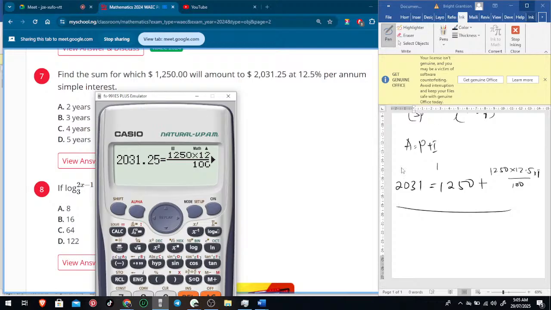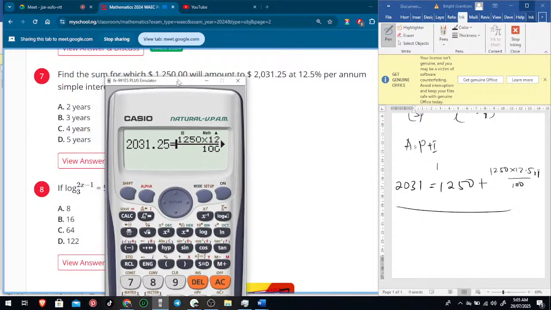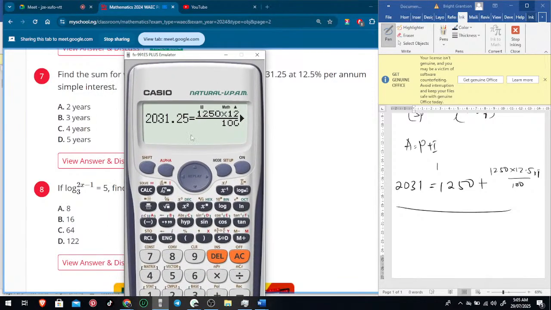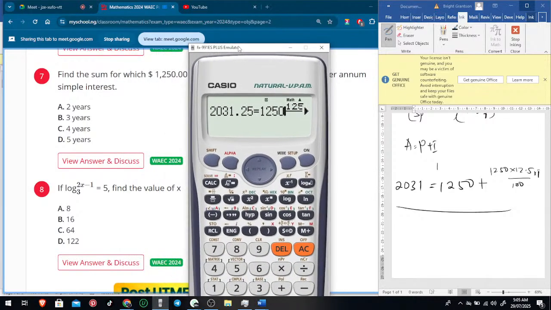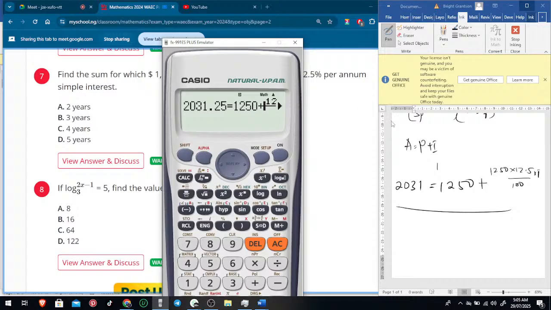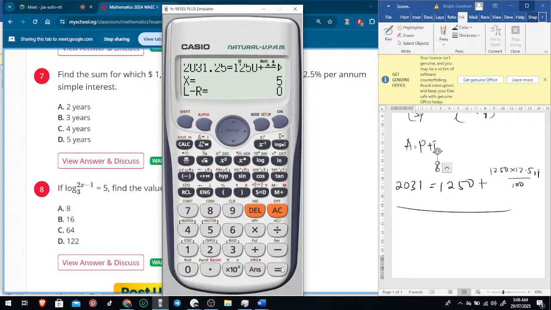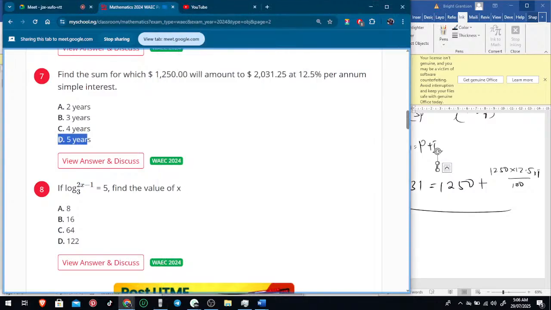Adding that one to the 1250, the amount is equal to the 1250 plus the interest. This is what we are trying to write on the calculator. Look at my Microsoft Word. Then you press shift solve, equal to, and the calculator will solve for you. So the answer is 5 years, option D. Do you get it?